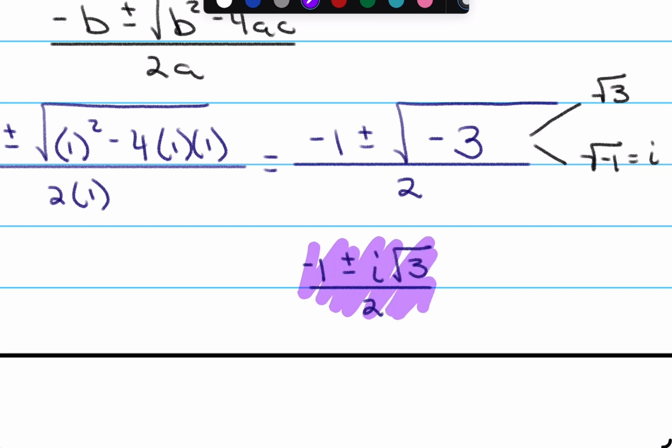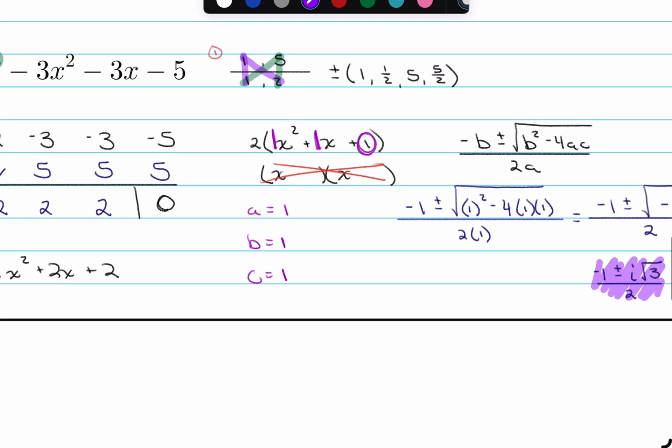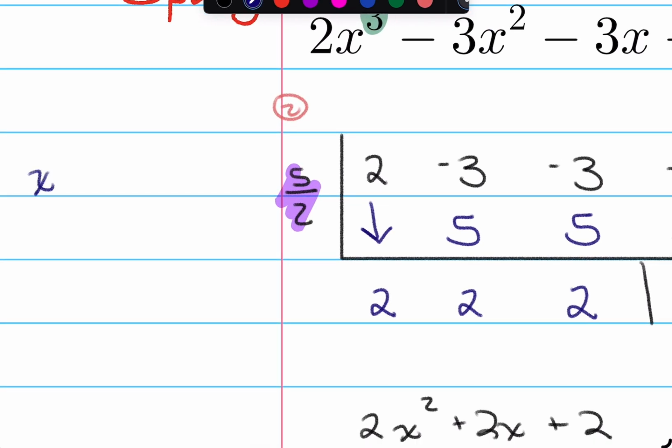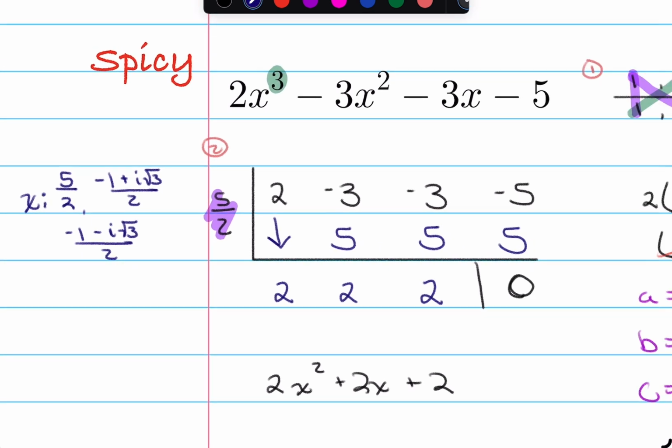Remember, we were looking for 3. So we found 5/2. Write all my answers out here. We found 5/2. And then we found -1 plus i square root of 3 over 2. And we found, I'm going to write it down here, -1 minus i square root of 3 over 2. That is finding zeros.